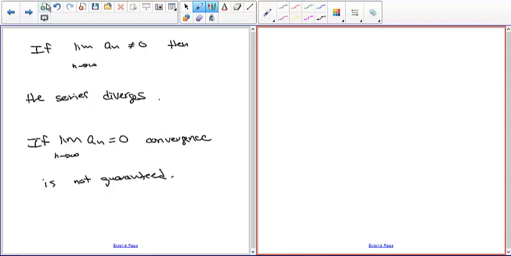So here's a couple of examples. One, if I said that you have a series that looks like this, an infinite series, and it is n over n plus 1. And then I've got a series that is 1 over n, and I've got a series that's 1 over n squared.